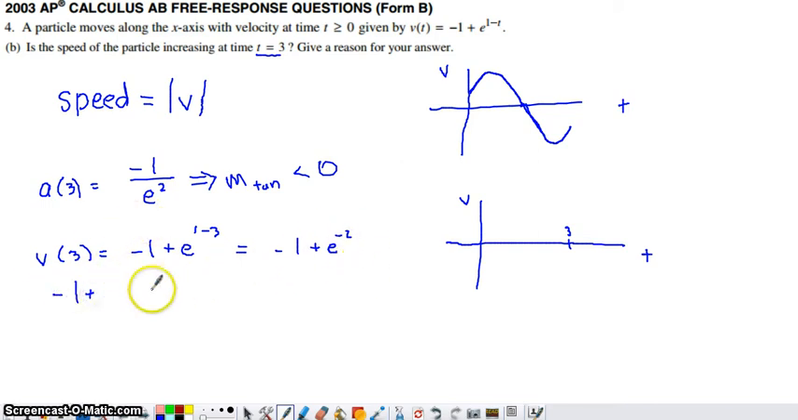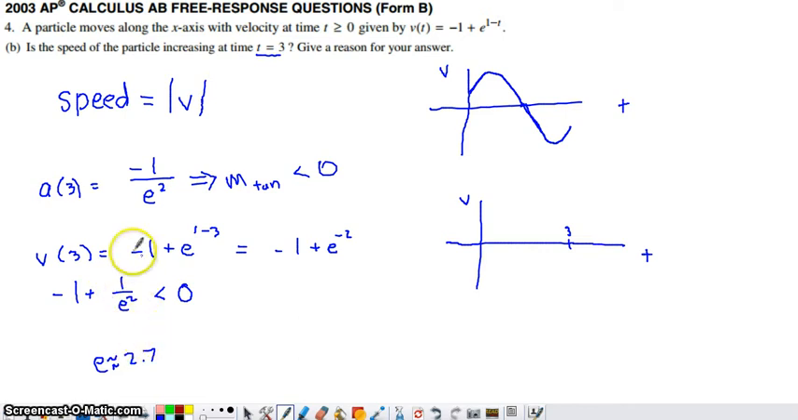Well, e to the negative 2 is really 1 over e squared. And e squared, if you're trying to estimate that, e is about 2.7. E to the first is about 2.7. So if you just round that off to 3, what's 1 over 3 squared? Well, 1/9. Negative 1 plus 1/9 is clearly a negative value. 1 over 2.7 squared is also going to be a negative value.